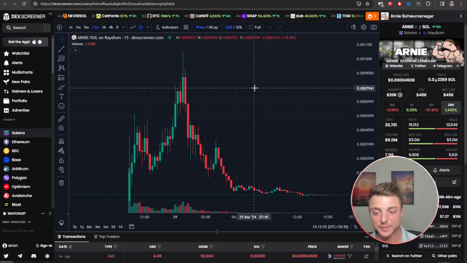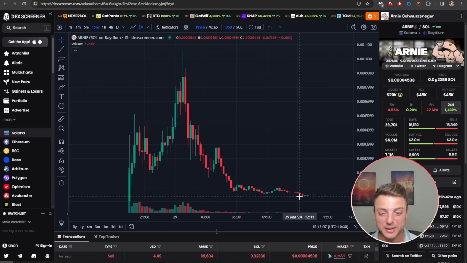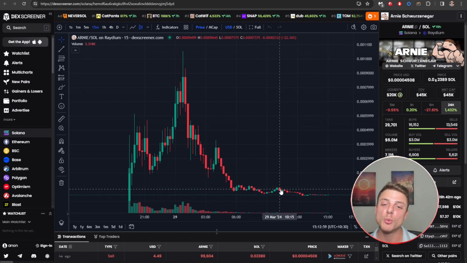Very much another similar coin here. You definitely don't want to be looking to catch the bottom. There's so much more potential in coins where you can actually look to trade with the trend, not try to use this knife-catching bottom strategy.